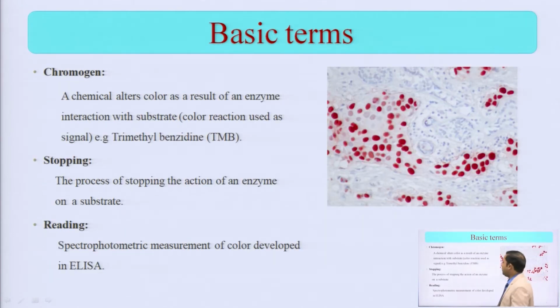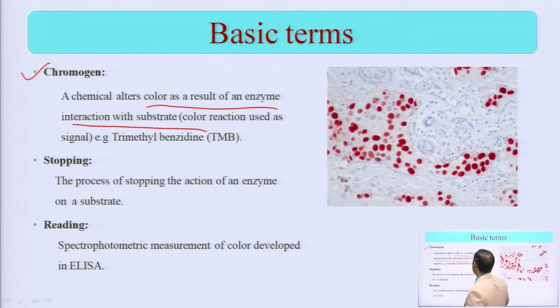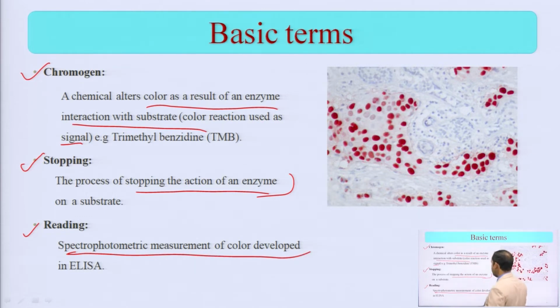Let me tell you some other basic terms, like chromogen. It is a chemical that alters color as a result of enzymatic reaction with substrate. Coloration is used as the signal. If a reaction has happened, especially in the presence of enzyme, in that case it will give some color. There is something called stopping. This is the process of stopping the action of an enzyme on a substrate. What is reading, sir? Spectrophotometric measurement of a color developed in ELISA.